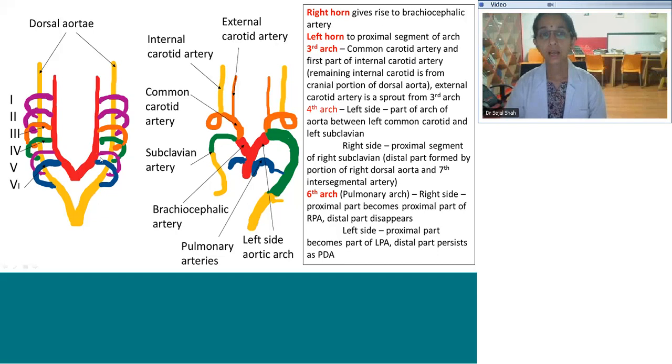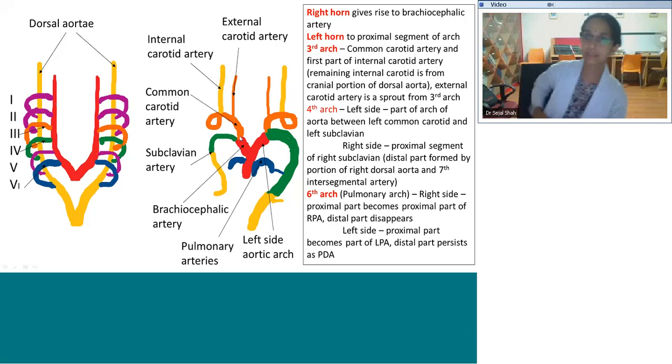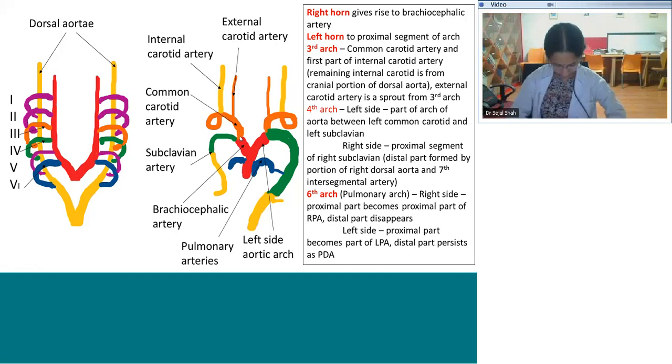Coming down to the third aortic arch, which is the orange colored. So remember that these third arch vessels give rise to the carotids. On the right side, you can see that it gives rise to the common carotid artery and the proximal part of the internal carotid artery. The external carotid comes out as a sprout from the third arch. So it gives rise to the common carotid, the proximal part of the internal and the external.